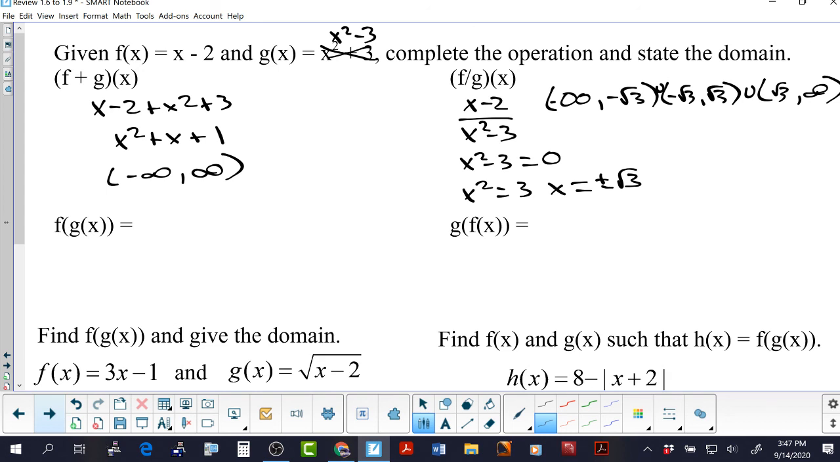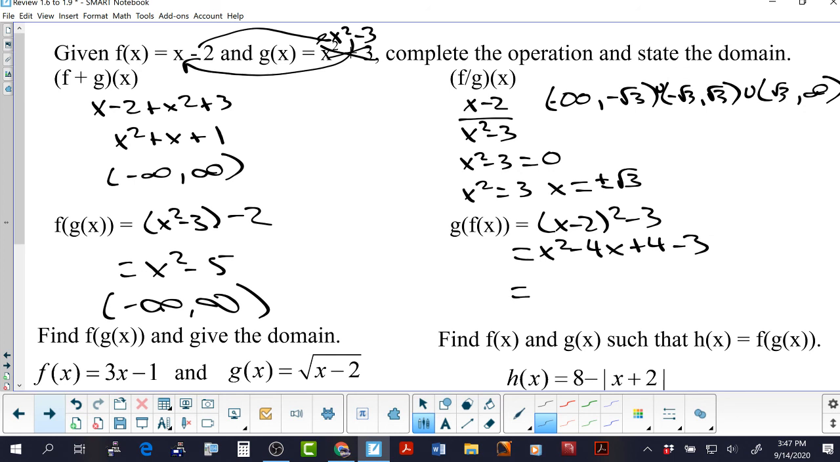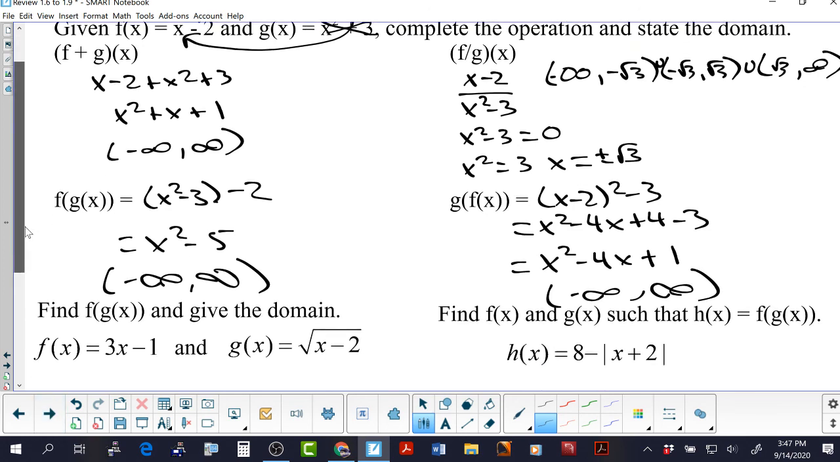G into f. So g into f would be x squared minus 3 minus 2. So x squared minus 5, negative infinity to infinity. F into g, let's go the other way with it. That'd be x minus 2 squared minus 3. So x squared minus 4x plus 4 minus 3. X squared minus 4x plus 1. Negative infinity to infinity would be the domain on that one.